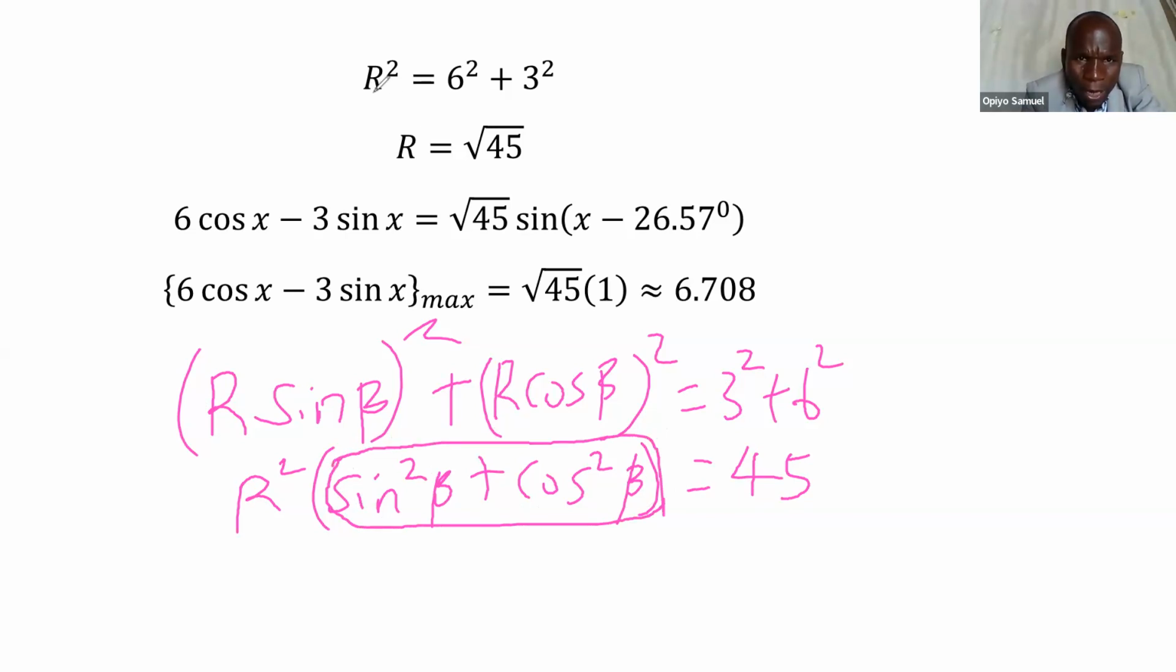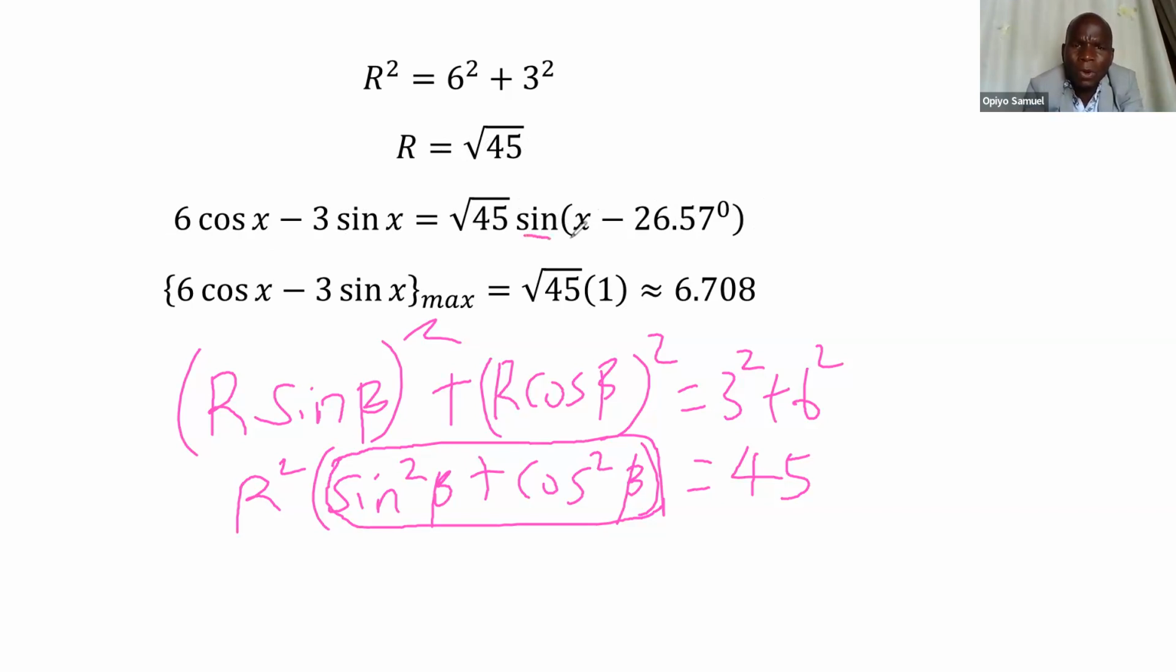We have R squared equals 6 squared plus 3 squared. So R is square root of 45. Then 6 cos x minus 3 sine x will now be root of 45 sine of x minus 26.57 degrees. So from here, we want the maximum.